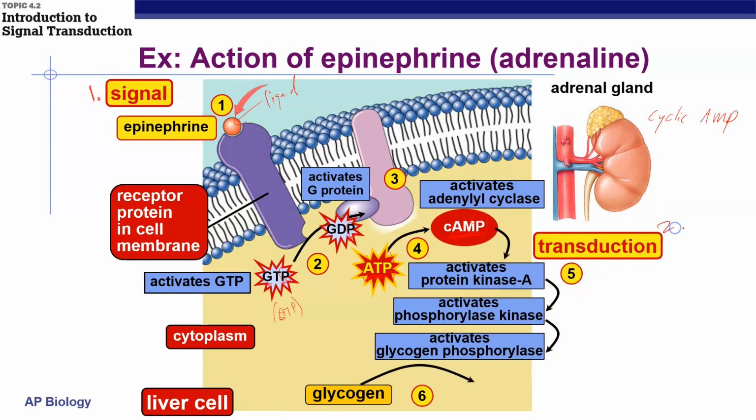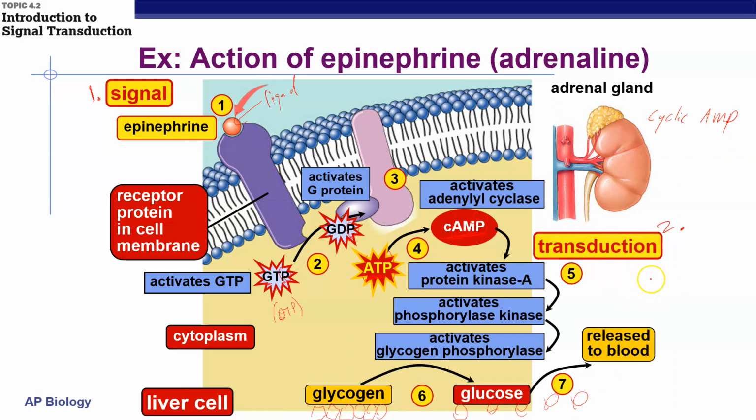This is transduction. So first you had your signal reception up here. You have your transduction process in which you have this cyclic AMP, which is amplifying the signal through this whole process. And glycogen, remember, this is a long chain carbohydrate, right? I'm just going to draw it as circles, is being broken down into glucose, which is easy for cells to use for very quick energy, right? And this is released to blood, so this raises your blood sugar quite drastically.